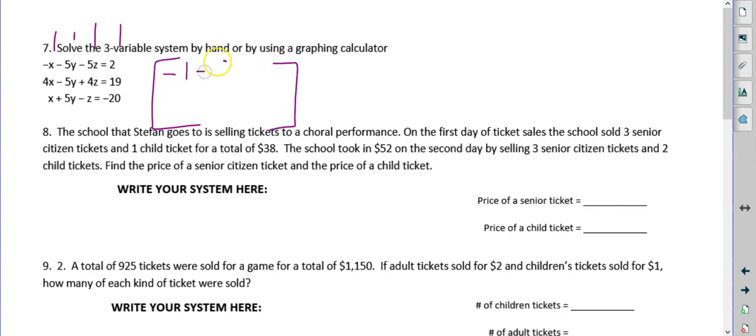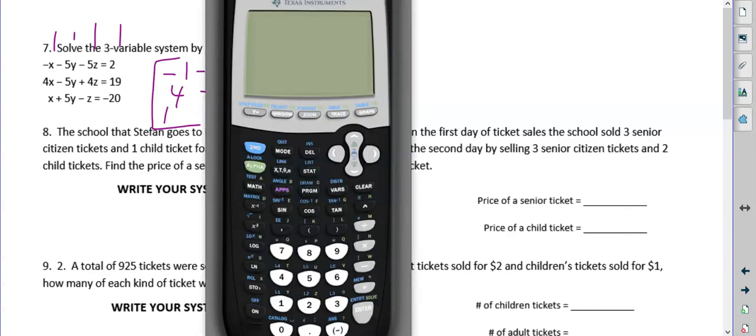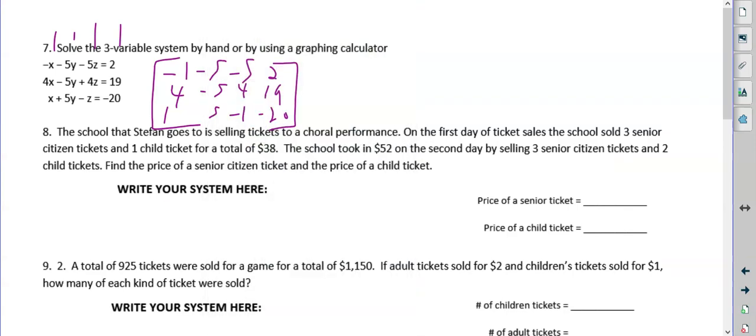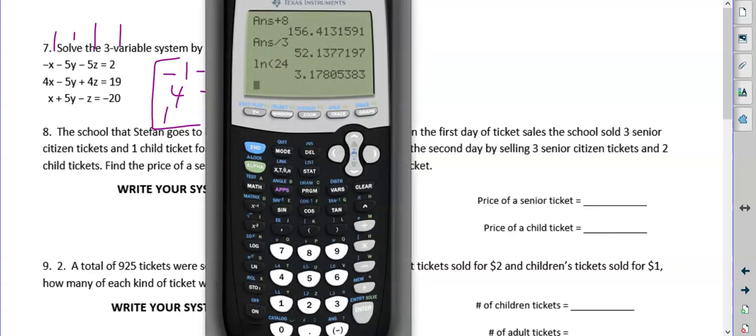Negative 1, negative 5, negative 5, and 2. 4, negative 5, 4, and 19. 1, 5, negative 1, negative 20. Okay? So we pull up our graphing calculator. Hopefully it works. There we go.